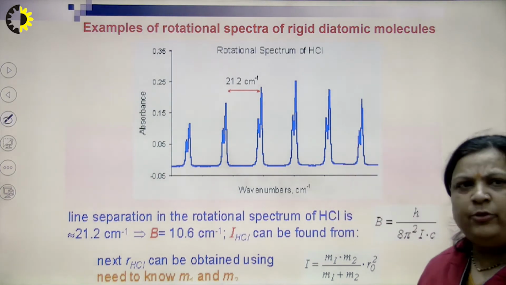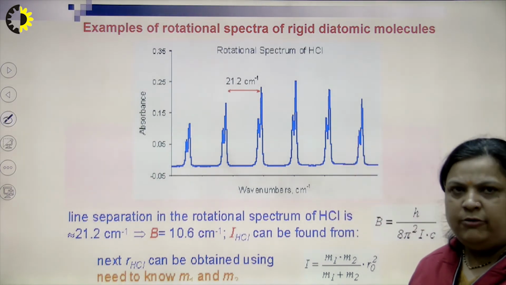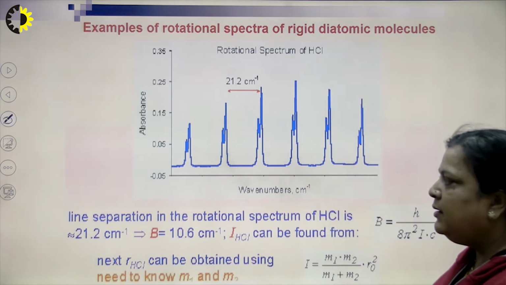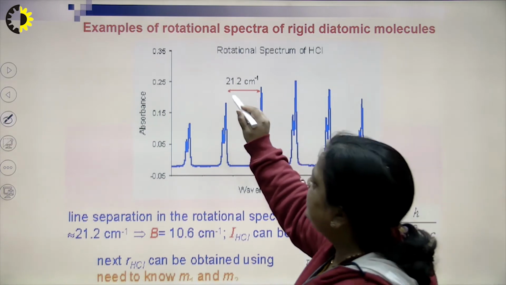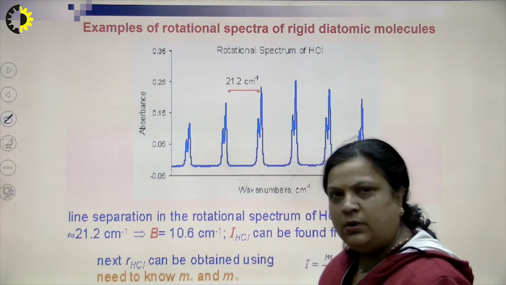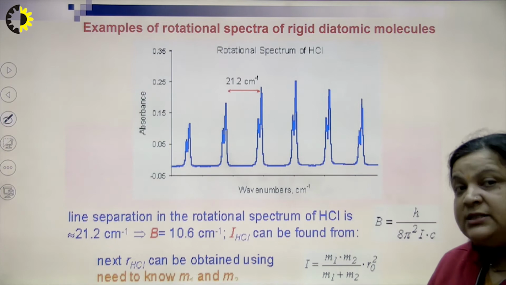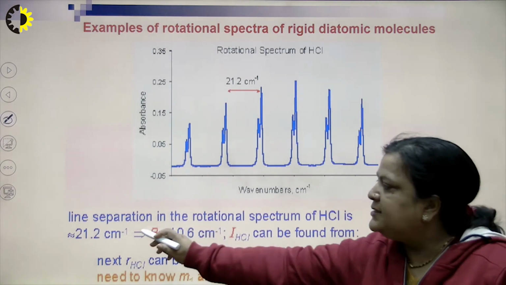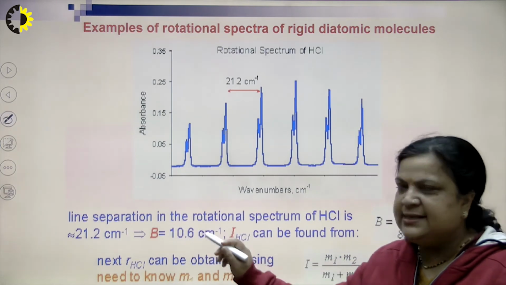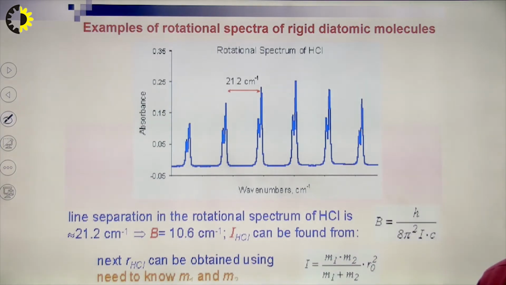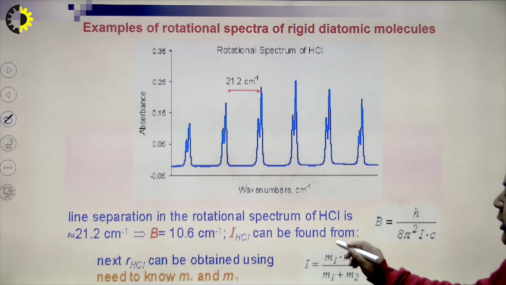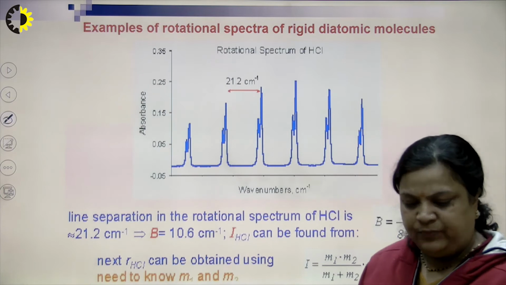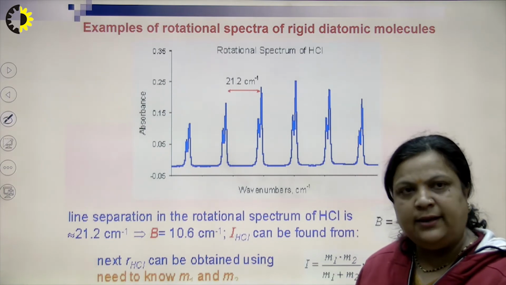This is an example of the rotational spectra of a rigid rotor diatomic molecule, HCl. Here we see that the separation between two lines is 21.2, and the spacing between the rotational lines is 2B. So the value of 2B is 21.2, and we can easily say that B will be 10.6. And the moment of inertia can be found by the formula B equal to h upon 8 pi square I c.